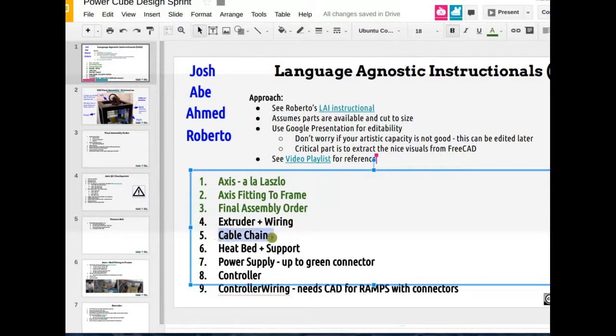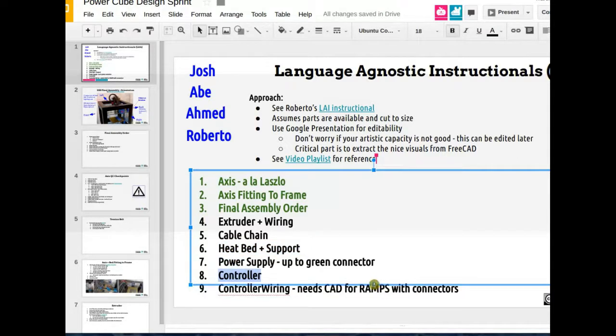There's cable chain, so that's a big part. And I think we can do the cable chain actually quite well. We don't have to show the wires going through, because it's kind of hard to get the wires all throughout, but there's a lot about attaching. How do you attach the cable chain? Where exactly it's attached and how it's attached. There's some details there. There's the heat bed, that's rather straightforward. There's the power supply, straightforward.